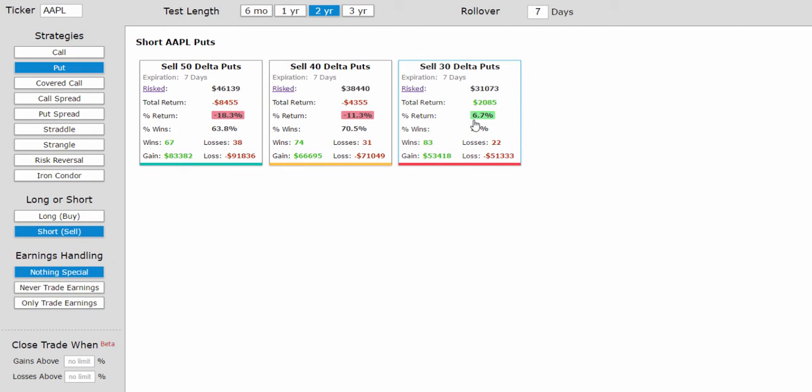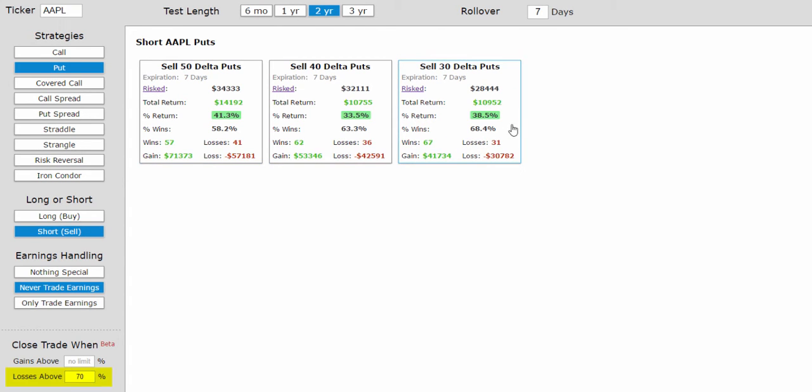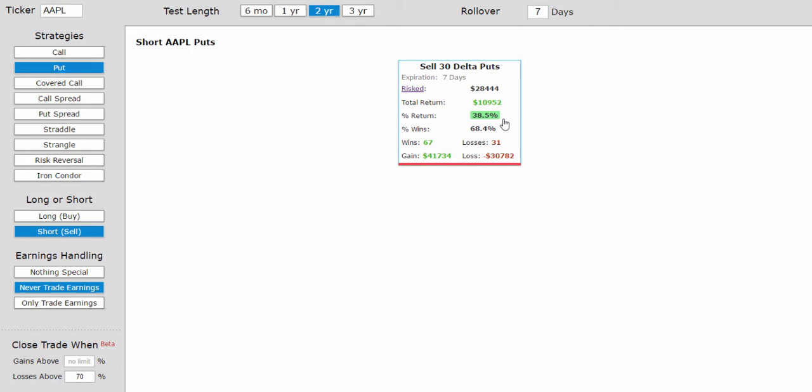We're at about a 7% return if we're doing nothing special with earnings. Let's see what happens if we avoid earnings. Now we see that 7% return pop to 14%. So that's good. Now let's start implementing some of our stops. I'll put a 50% stop like I did with the calls. Now I see return popping to 25%. Let's see what happens if we put a 70%. So now we're up to 39%, which is pretty good considering we started at 7%.